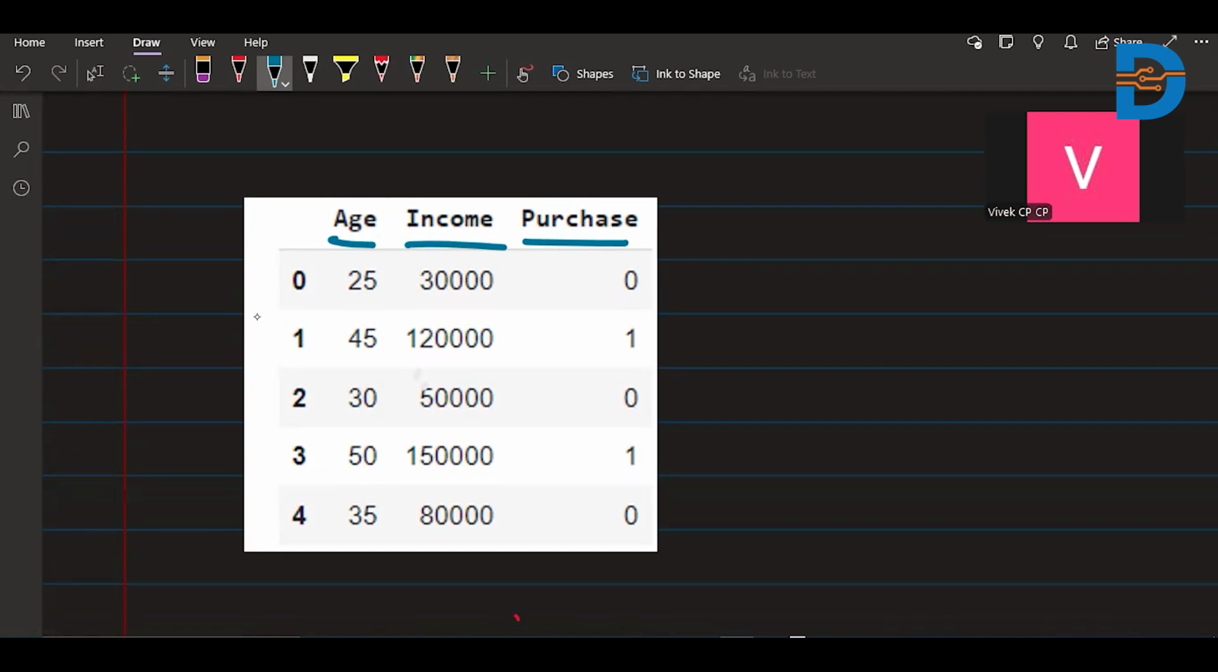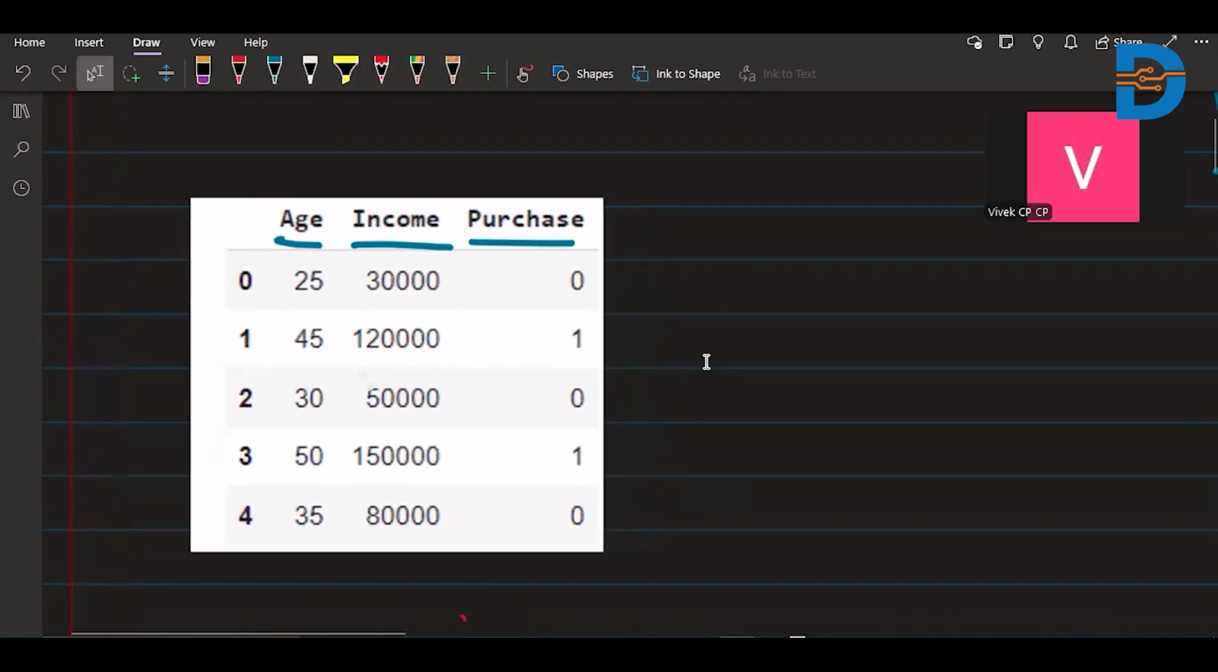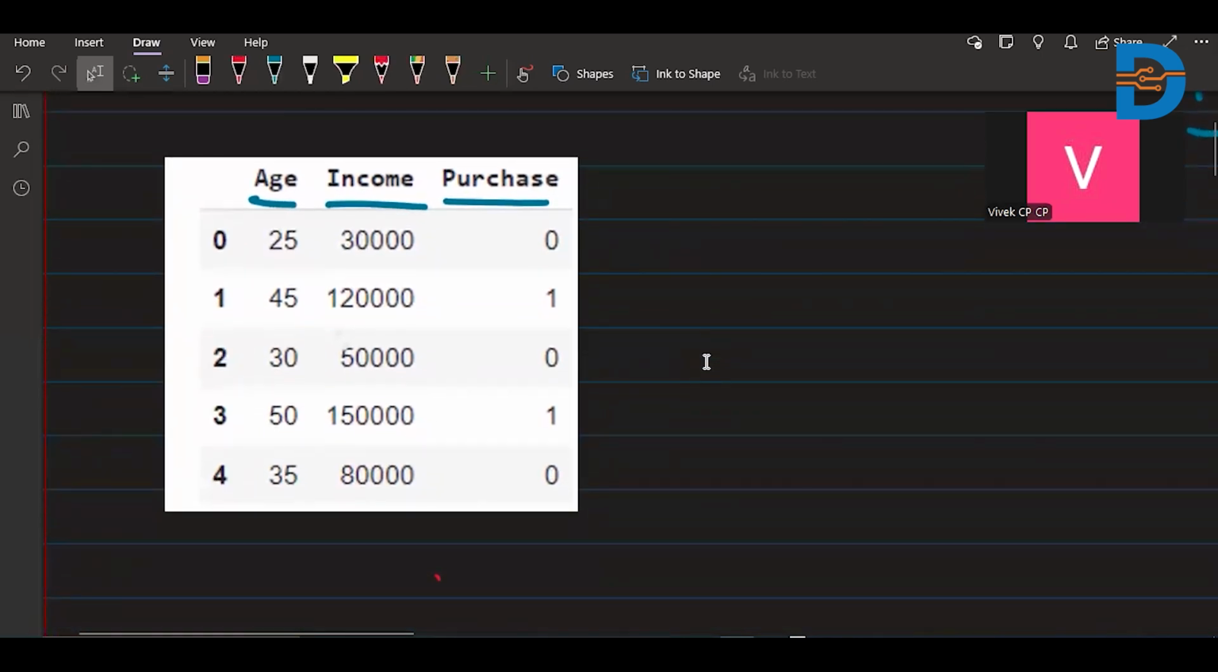Obviously, in a real case scenario, the customer's purchase decision is going to depend on a lot of other features. But for the sake of simplicity, right now, let's just have a look at these two features, age and income. Something I can observe right away is that we should first compare the range of these two features.